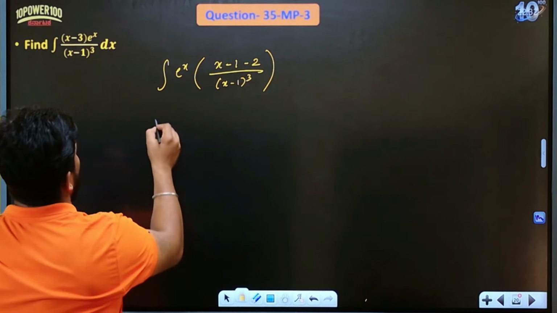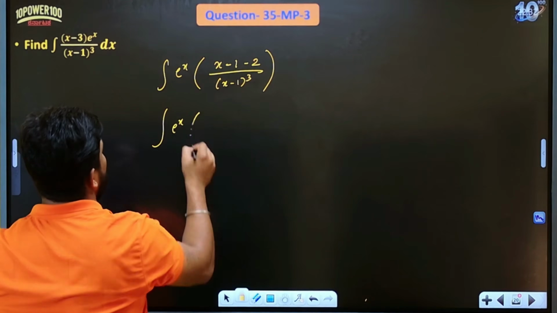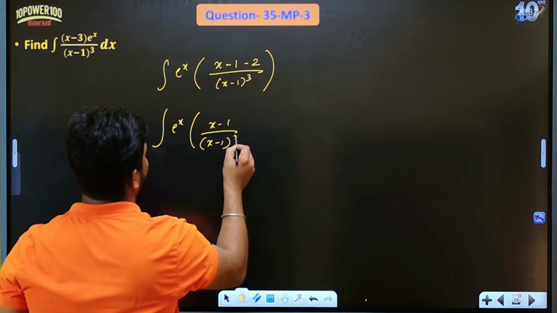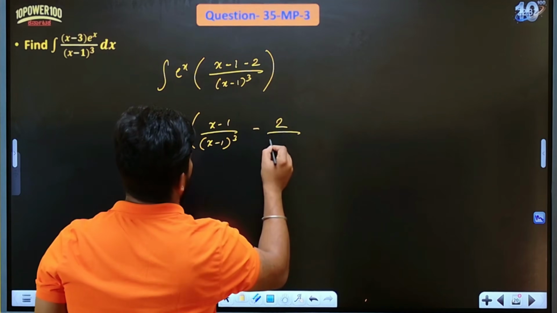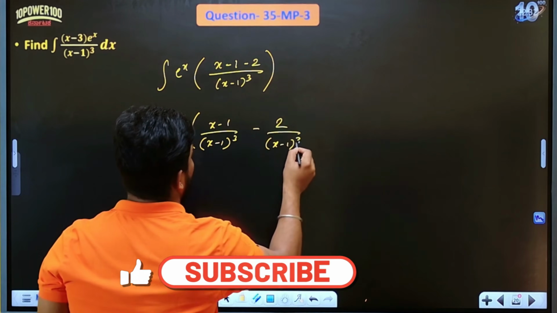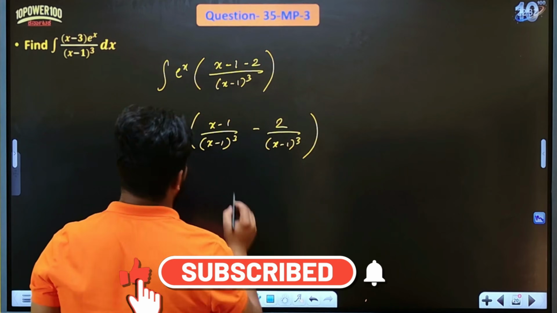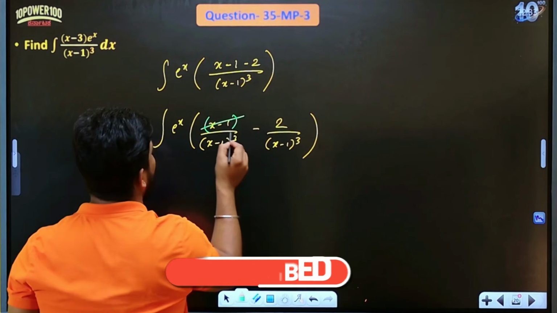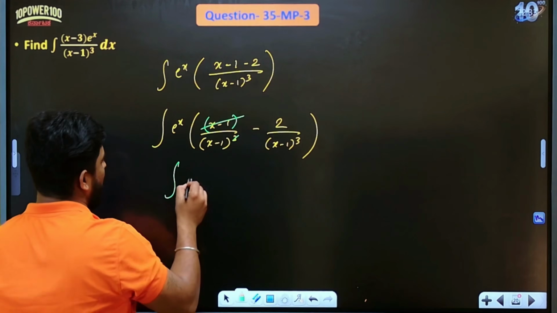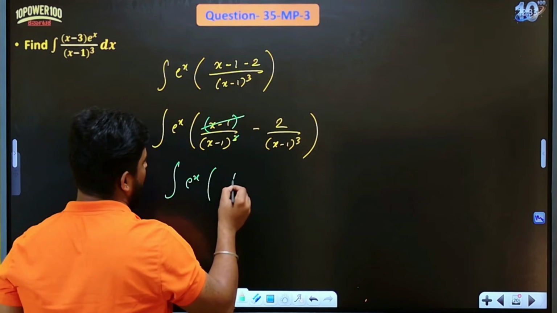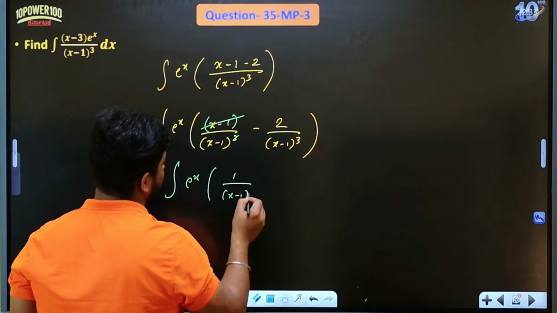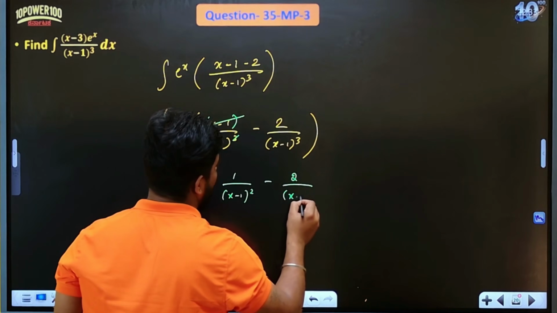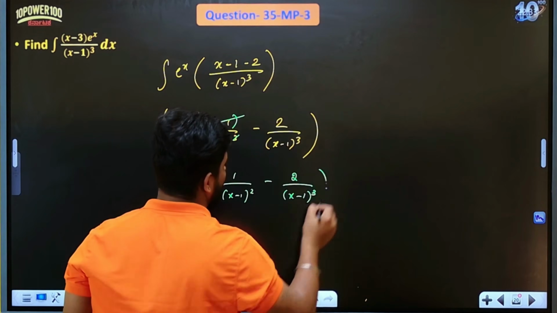Now split it. Splitting and writing, e to the power x of, so x minus 1 divided by x minus 1 the whole cube, minus 2 divided by x minus 1 the whole cube. Look here, one x minus 1 term cancels out. You get e to the power x of 1 divided by x minus 1 the whole square minus 2 divided by x minus 1 the whole cube. We will get it, kids.